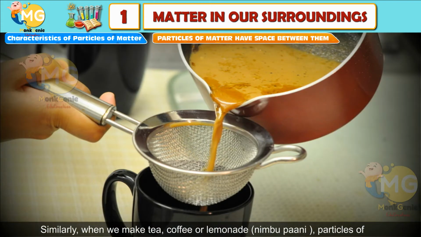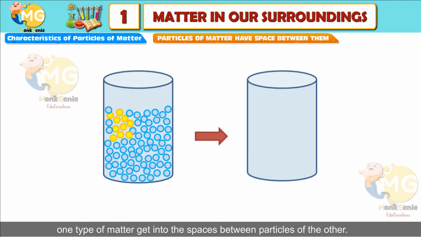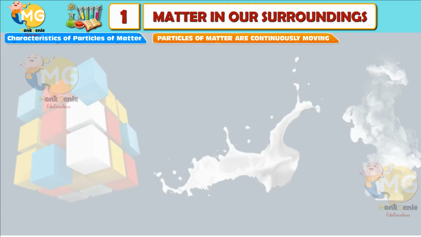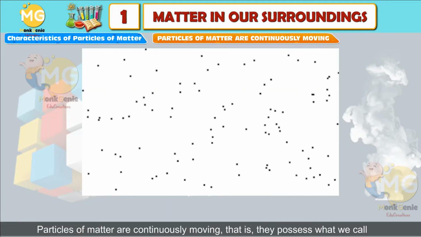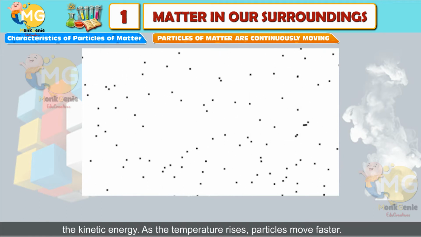Similarly, when we make tea, coffee or lemonade, nimbu pani, particles of one type of matter get into the spaces between particles of the other. This shows that there is enough space between particles of matter. Particles of matter are continuously moving. Particles of matter are continuously moving, that is, they possess what we call the kinetic energy.